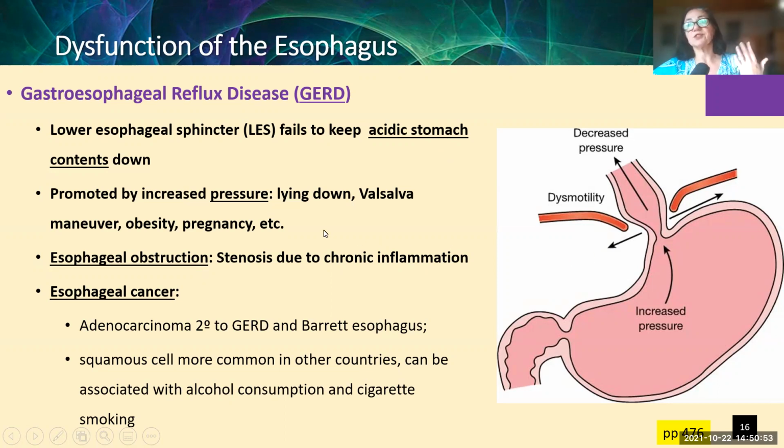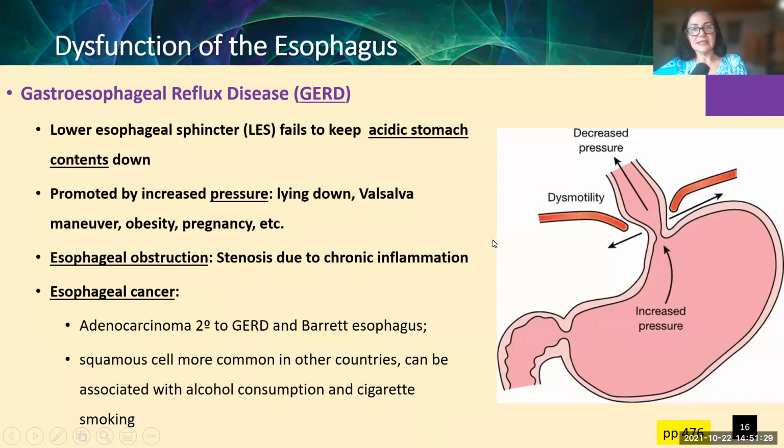Things that contribute to this problem are anything that's going to increase the pressure on the stomach, like lying down after eating, Valsalva maneuver, that's the pressing down or bearing down, or obesity, having extra weight of the abdomen pressing down on the stomach. Pregnancy, when there's something inhabiting the uterus, it presses up on the stomach, and so often our pregnant patients suffer from this reflux.